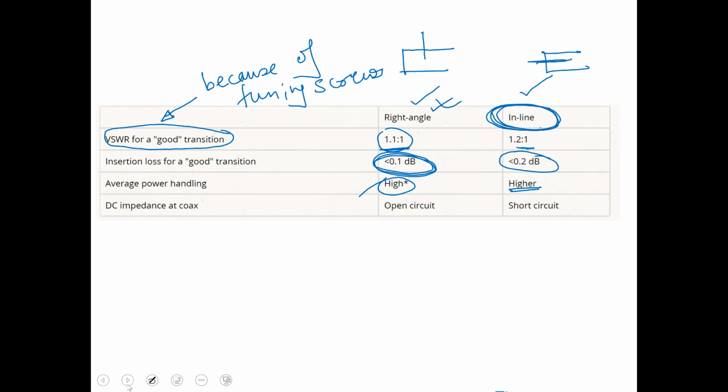The difference is also that if I look at the DC impedance of the coax cable, it is going to behave like an open circuit. So I have to use matching tricks with the open circuit. Whereas for the inline to excite the TE mode, it's going to look like a short circuit because we have basically shorted the two conductors. Any questions on this?